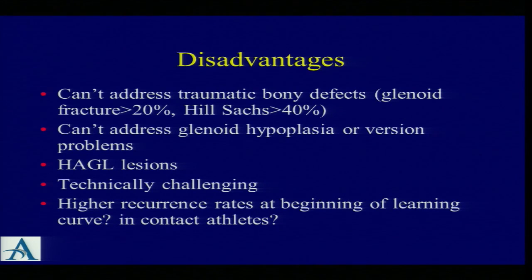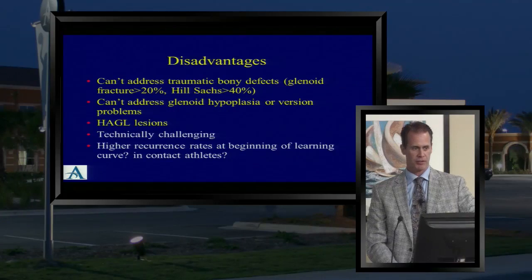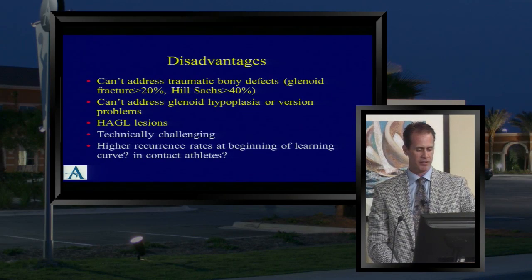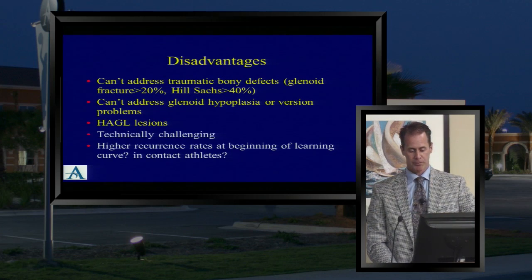What are the disadvantages? Well, you cannot address bony defects to some degree. I think that, you know, that 20-25% number is tossed around. We've all seen acute bony Bankarts that are less than 20%, and you can do that fairly easily these days with the different instrumentation that we have. But once you get to large bony defects, especially chronic ones on either side, it's going to be hard to do anything through the scope. Can't address glenoid hypoplasia or retroversion problems, pretty rare. Don't have to worry about it.